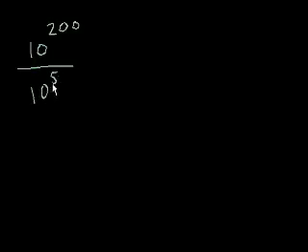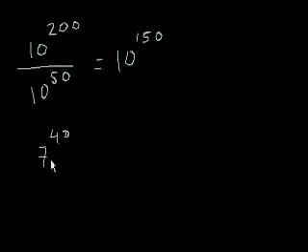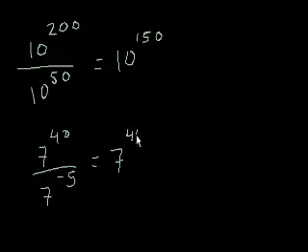Let's do another problem like that. If I said 10 to the 200th over 10 to the 50th, well, that just equals 10 to the 200 minus 50, which is 150. Likewise, if I had 7 to the 40th power over 7 to the negative 5th power, this will equal 7 to the 40th minus negative 5. So it equals 7 to the 45th.